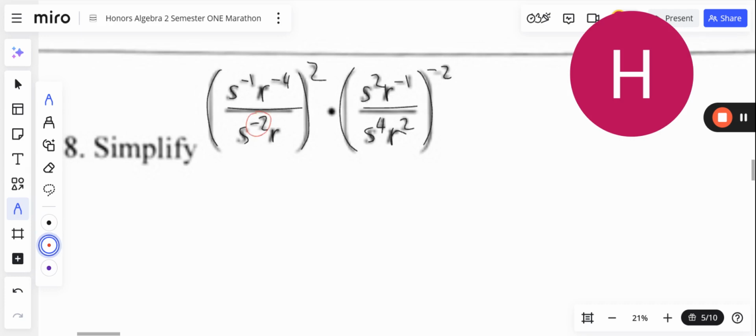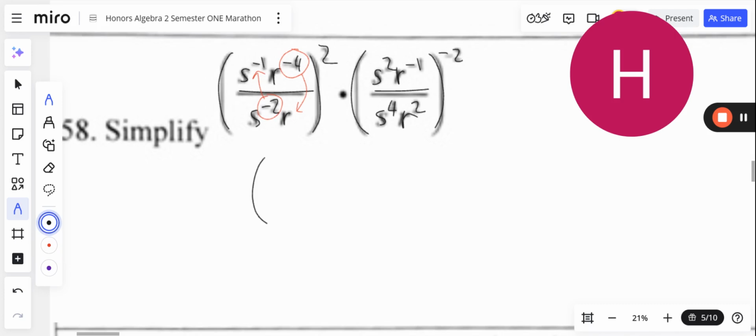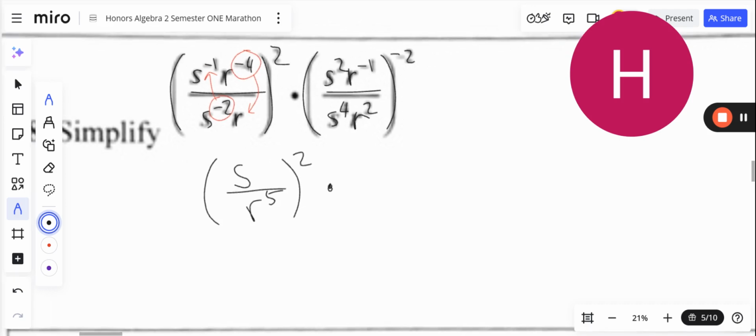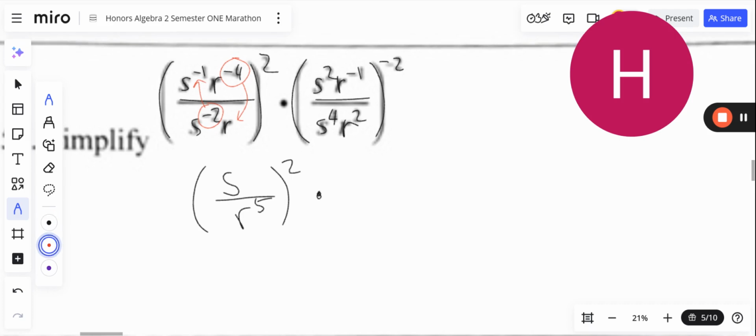This one has more to move to the other side, so we're going to add 2 to the top, and we're going to add 4 r's to the bottom. So that's going to leave us with s to the 1, or just s, over r to the 5, squared. Okay. Here we have 2 s's on top and 4 s's on bottom, so we're going to cancel the 2 s's and be left with 2 on bottom. And then we're going to take this r, the negative 1, and we're going to add 1 to the bottom. So this is going to be r cubed, and just a 1 left there.